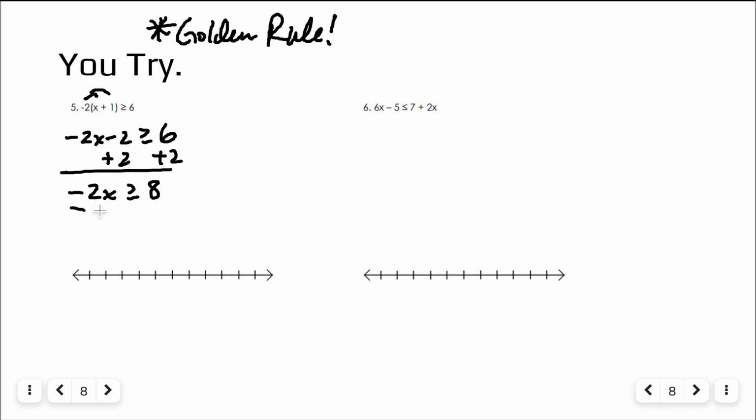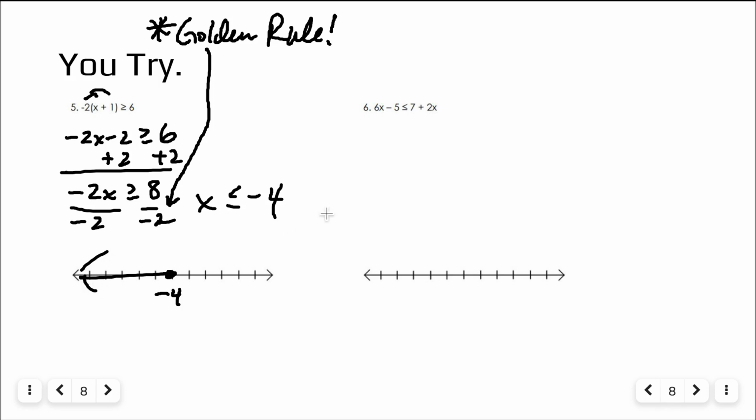That was addition, has nothing to do with the golden rule. And then I'm going to divide both sides by -2. I get x. I divided both sides by the same negative. That's the golden rule. So this sign gets reversed and becomes less than or equal to -4. So I'm going to put -4 down, put a closed circle, and draw to the left.